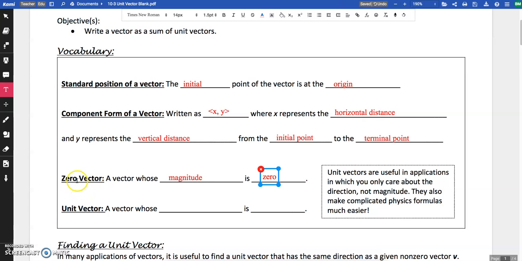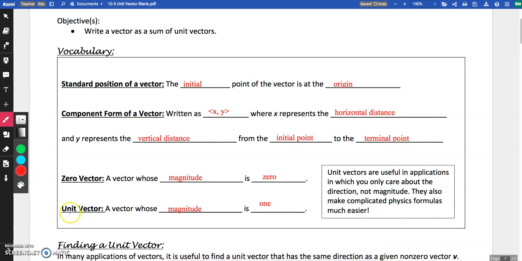Other than a zero vector, we also have a unit vector. Thinking back to like the unit circle, that was a circle with a radius of 1. A unit vector is a vector whose magnitude is 1. Okay, so this guy, our unit vector, that's what we're going to use the most today. That's kind of our big focus, unit vectors, and calculating them, finding them.